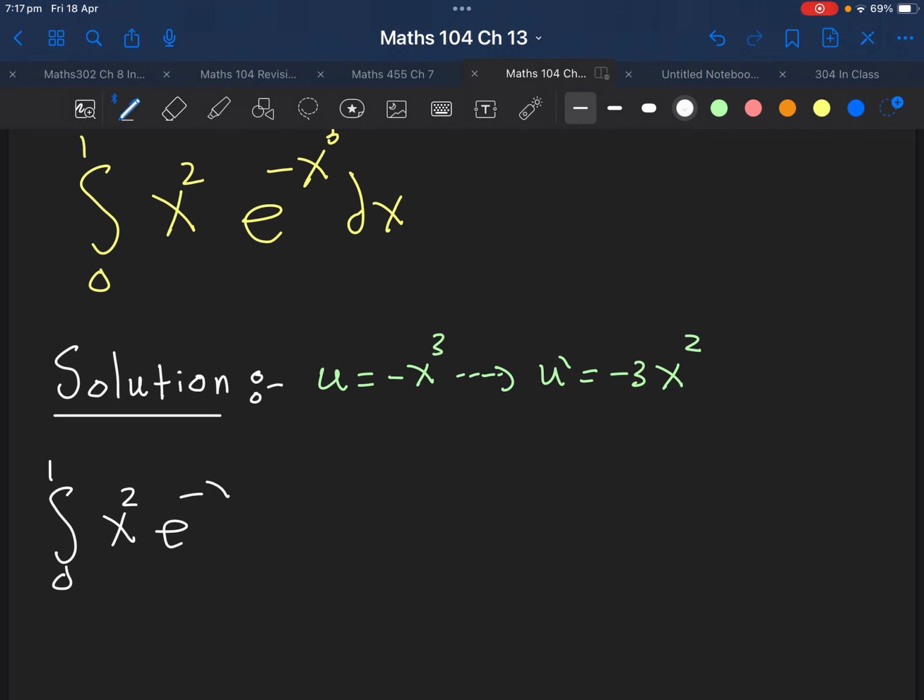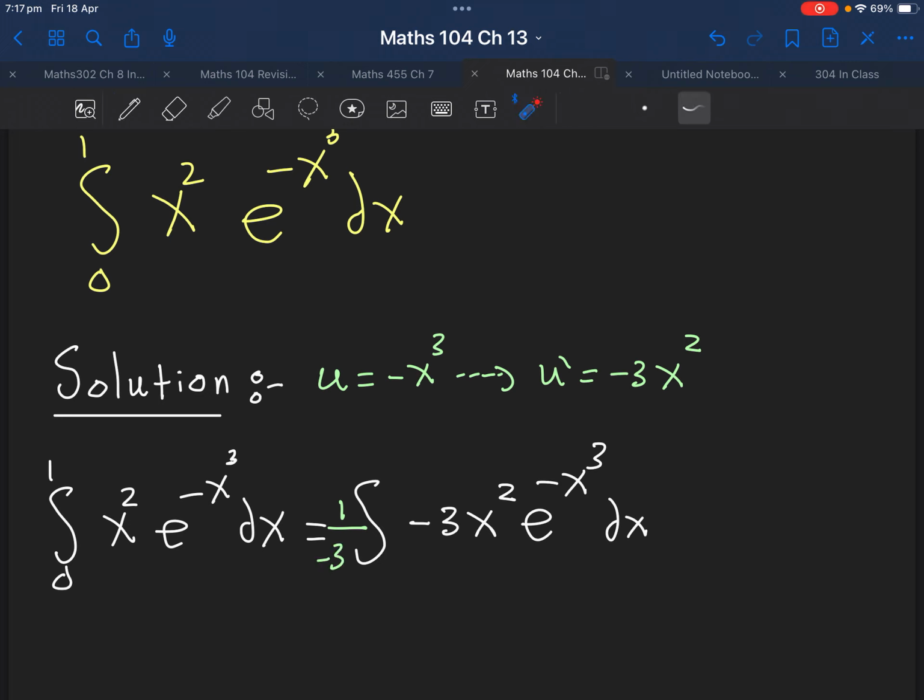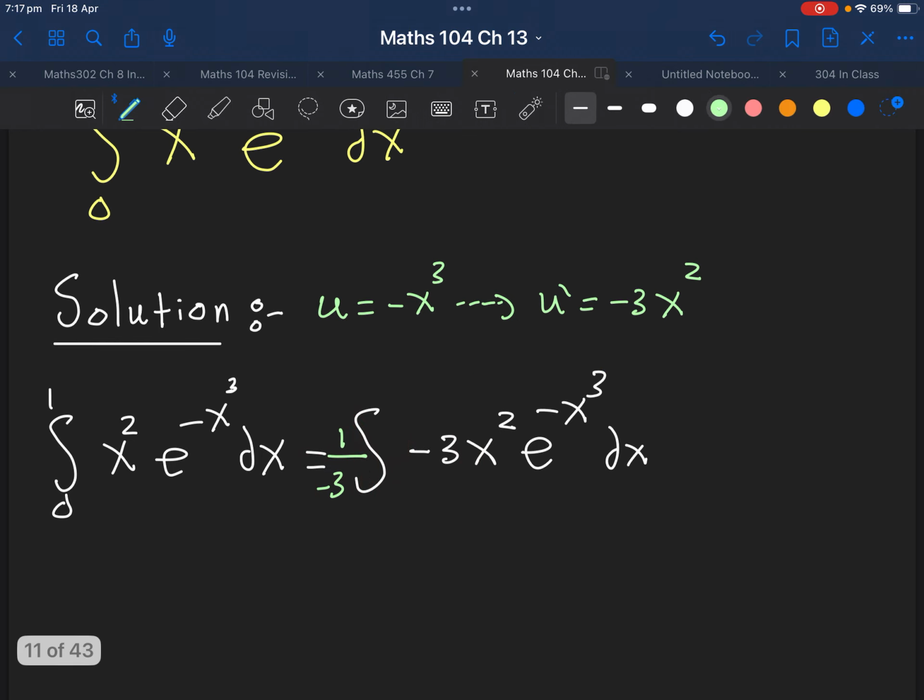So we have this one. Remember how we can fix it? How do we fix it? Remember, I need negative 3x squared e to the negative x cubed dx. So what I'll do, I need to divide by -3. If you do that, they are the same. You get back your original question. For now, you just keep this and this. So the -1 over -3 will remain, it will stay, it will wait, and then we do the integration.